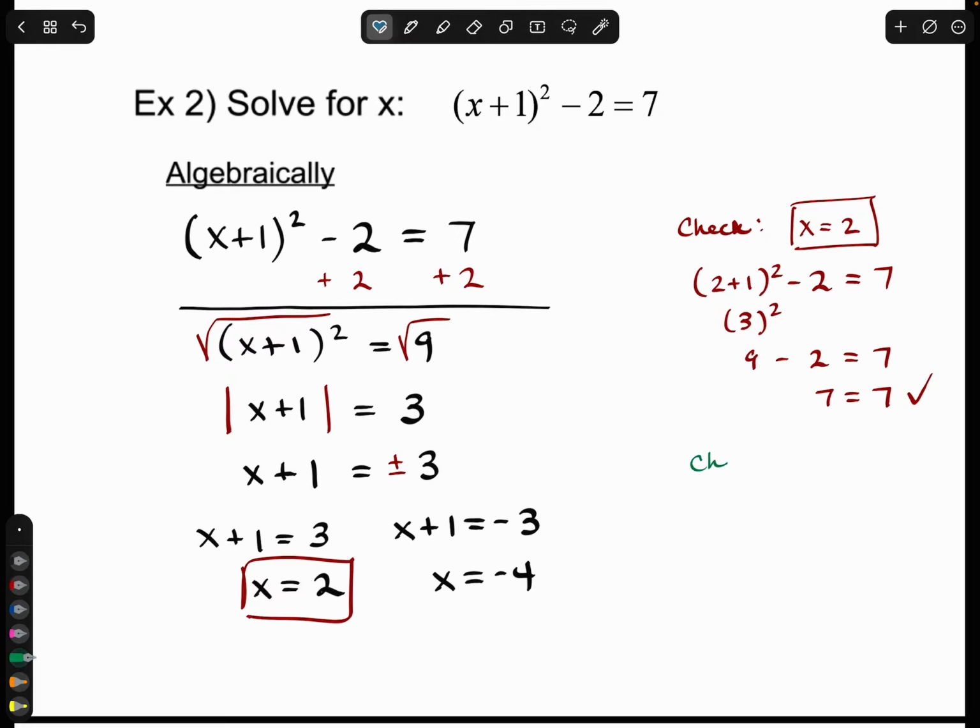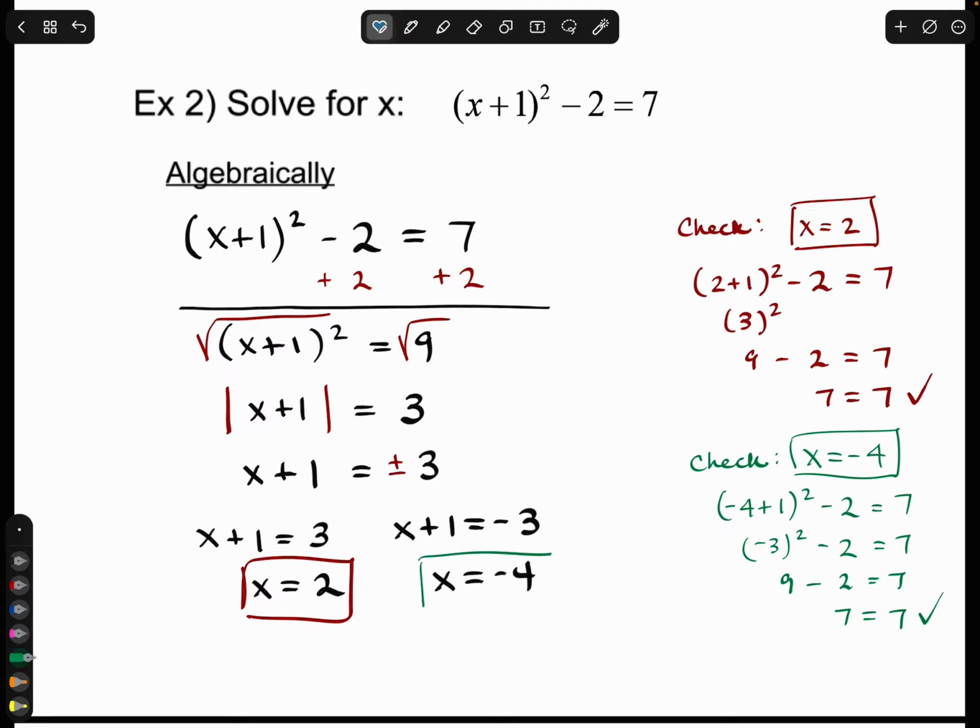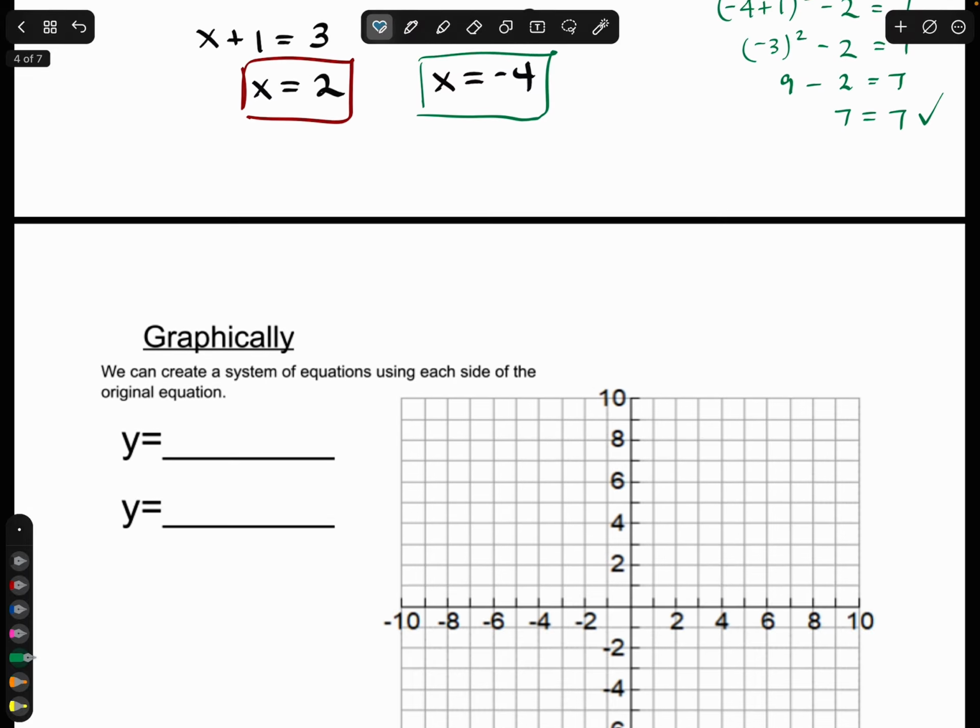Now we'll go ahead and try x equals negative 4. So we have (−4 + 1)² − 2 = 7. That'd be (−3)² − 2. So 9 minus 2 equals 7. Hey, 7 equals 7. That means that that one also works. So our second answer, x equals negative 4, works too.